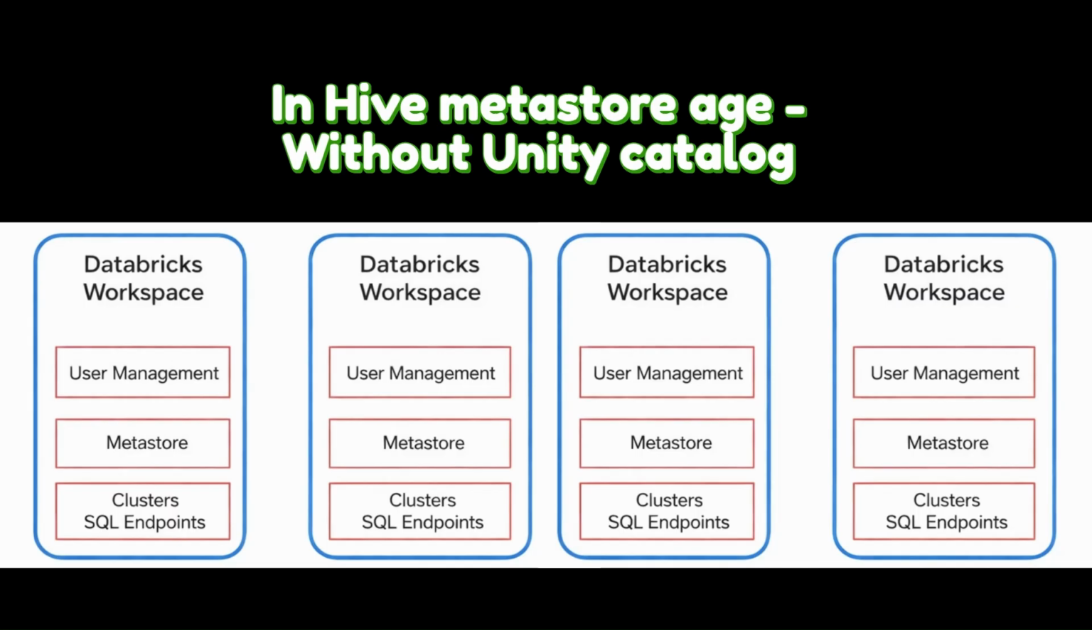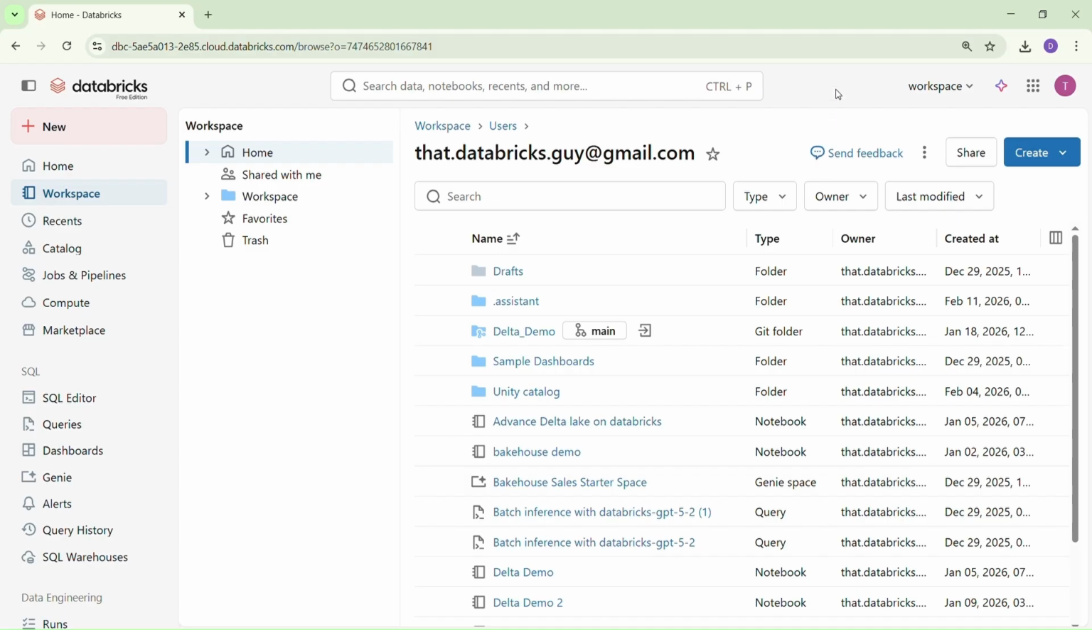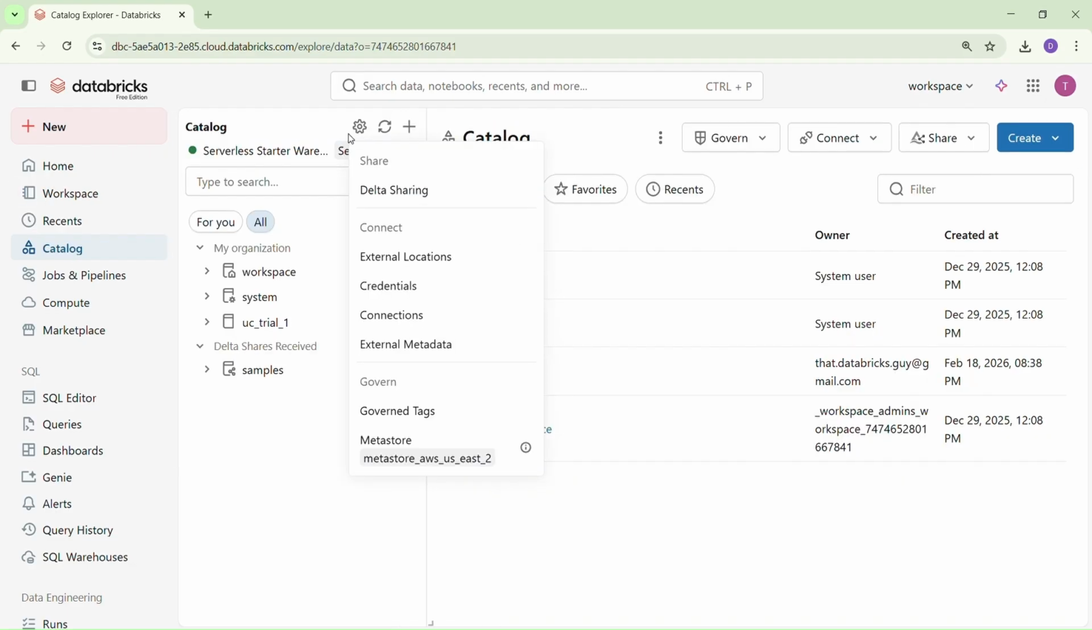Now, earlier, when we worked with Hive Metastore, each workspace had its own Metastore, and metadata was tightly coupled to that one workspace. And this made data sharing and data governance very difficult. But Unity Catalog changed this by decoupling the Metastore from the workspace. As you can see in this diagram, multiple workspaces can be attached to a single Metastore. But since at one time you can be connected to only one workspace, you are only able to see one Metastore in the Catalog Explorer.